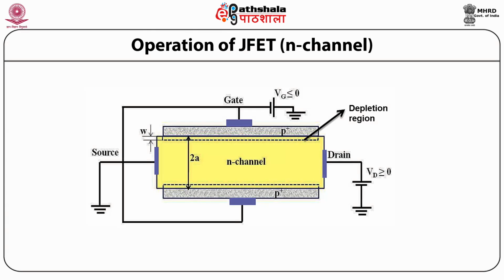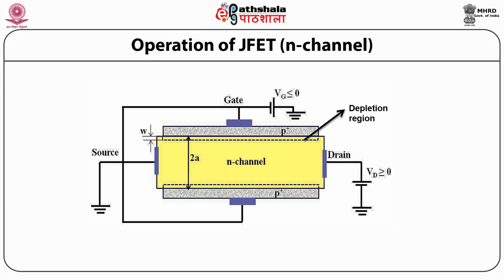Operation of N-channel JFET. So now this figure shows the principal N-channel JFET structure where the device current is due to the flow of electrons from the source, that is N plus region, through the N-type layer called the N-channel into the N plus drain. The N-channel is sandwiched between the top and the bottom P plus layers, whose separation determines the channel thickness, and here it is denoted by 2A.